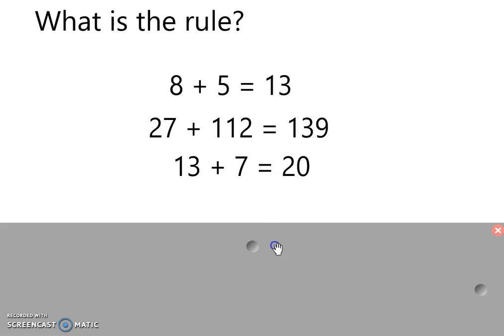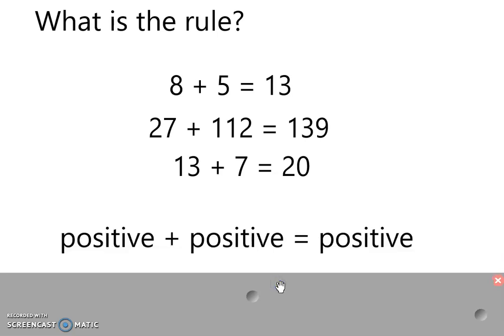The rule for this is two positives added together will be the positive. So we've been doing this since kindergarten. We've been adding two numbers together and getting a positive number. So the rule for this one is positive plus positive equals a positive.